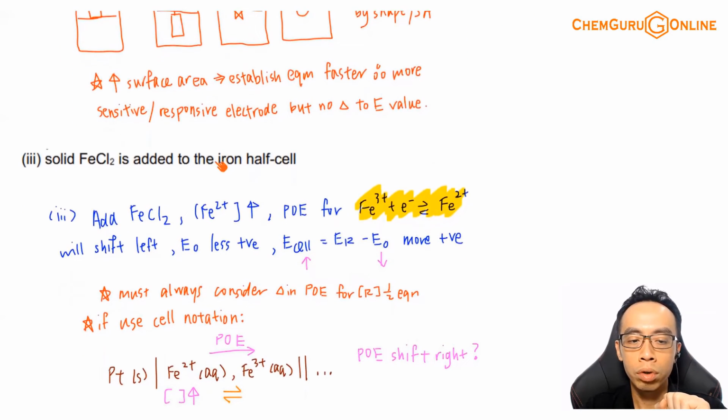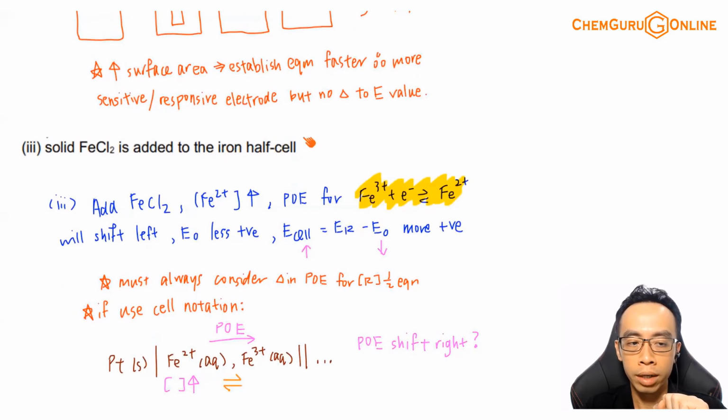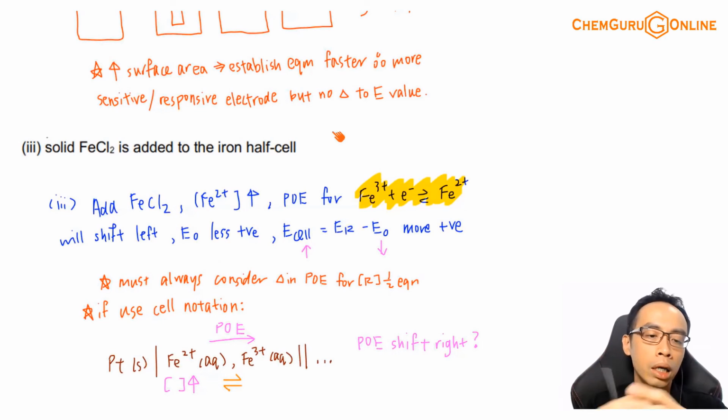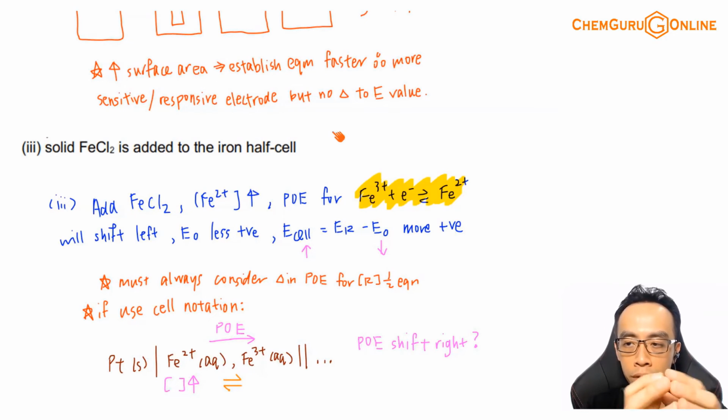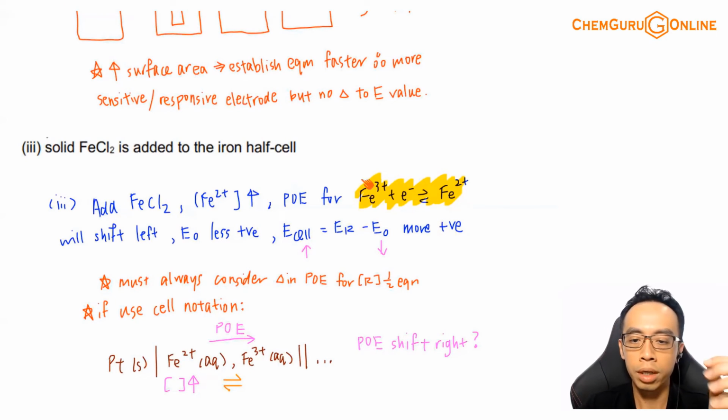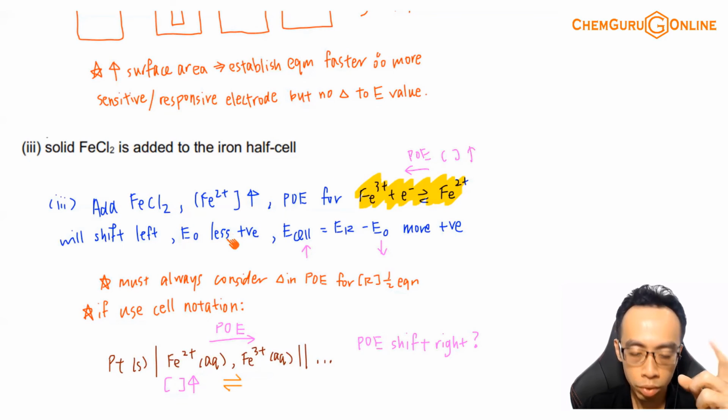Solid iron 2 chloride. Now when we're adding iron 2 chloride to your iron half cell, directly we are increasing the iron 2 plus concentration. So again, when we consider shift in position of equilibrium, please use the reduction half equation, which is here. If there's an increase in iron 2 plus concentration, this one goes up. Position of equilibrium again will shift towards the left hand side. And if POE shifts towards the left hand side, it will disfavor the forward reaction. Again, the E value will decrease.